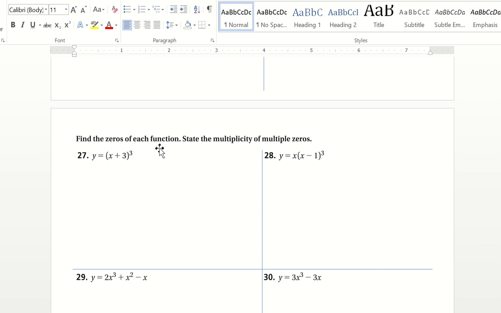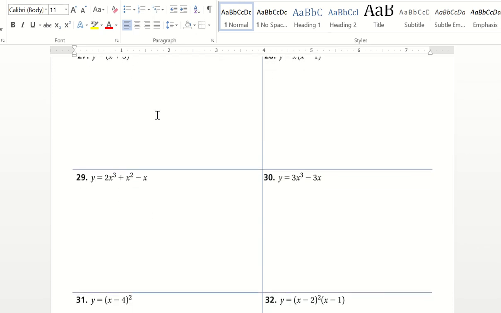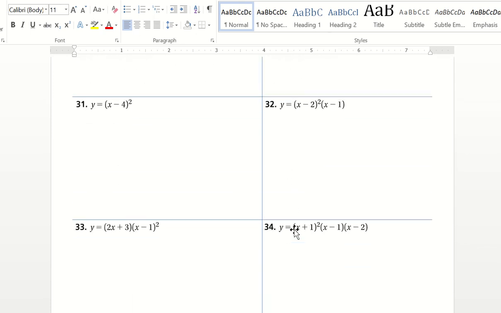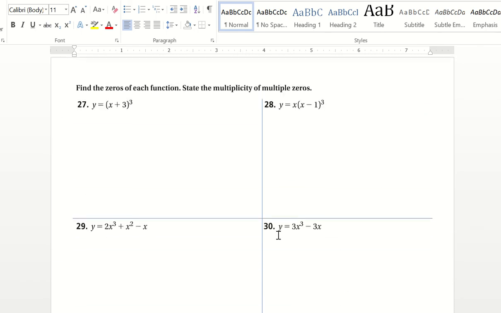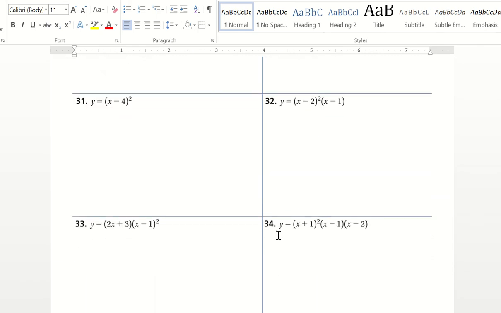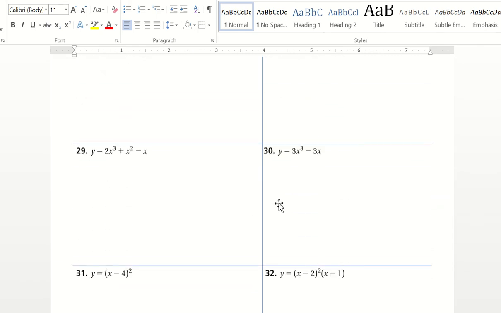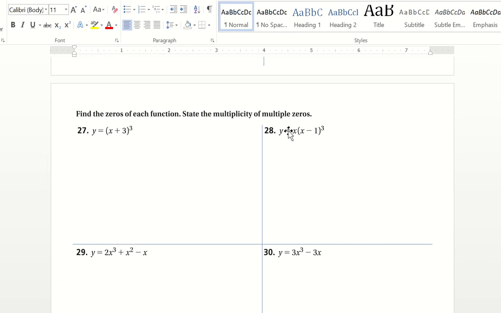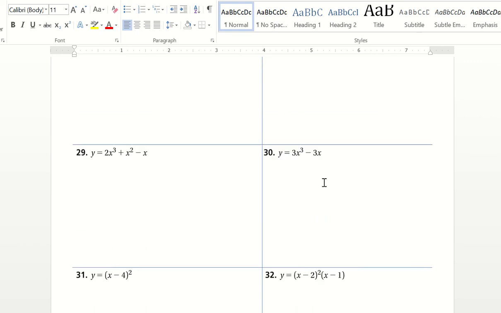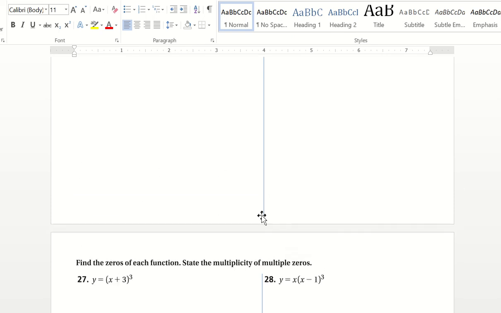Find the zeros of each function and state the multiplicity. People, what are there? 6 of these? No, 8 of these here. 2, 4, 6, 8. 6 out of these 8 are already factored. The only ones you have to factor yourself are 29 and 30, so make a note of that. 29 and 30 are the only ones you have to factor yourself. The other ones are already factored.